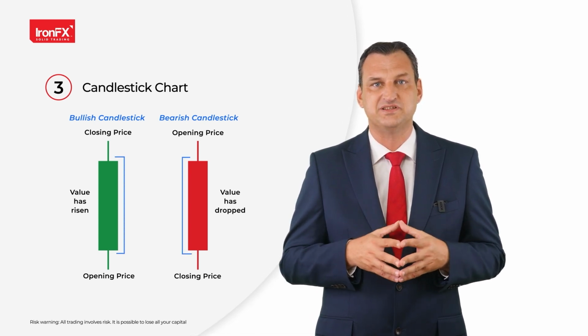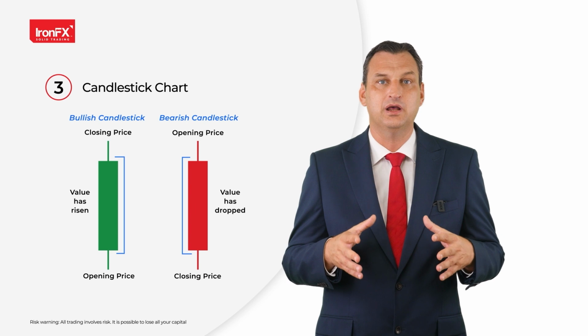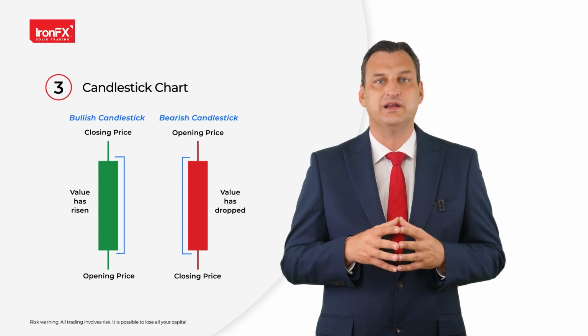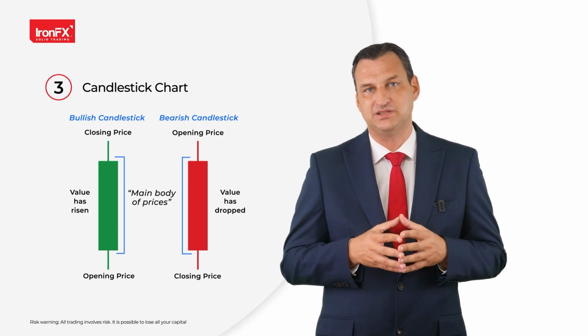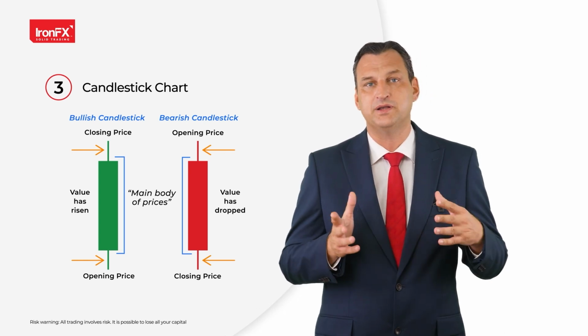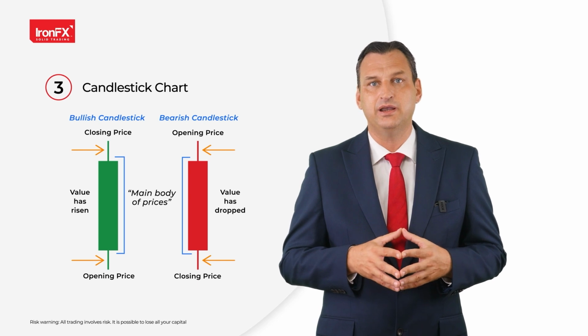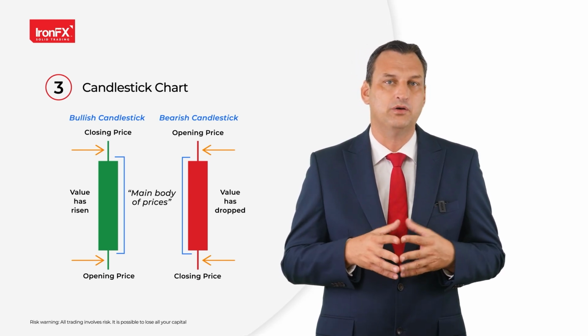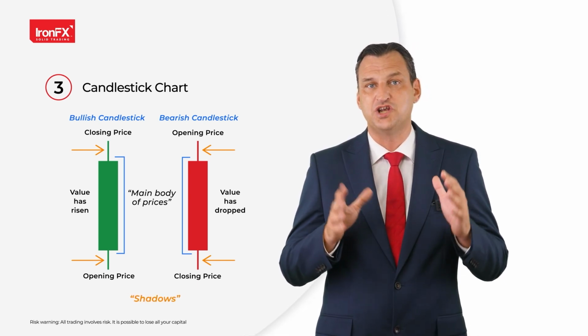Overall, the rectangle represents the price action between the open and the close and is called the main body of prices, while the vertical lines above and below the rectangle represent still valid prices, yet higher or lower than the open or close prices, and are called shadows.